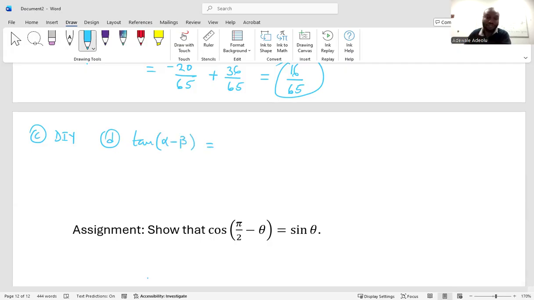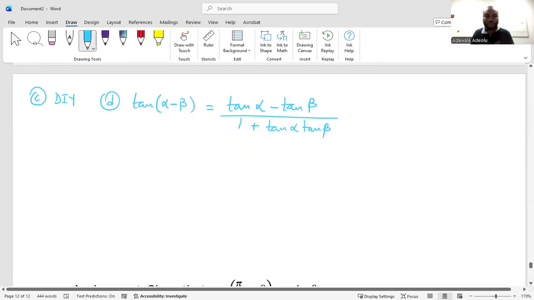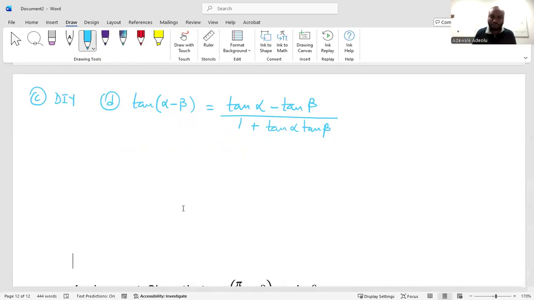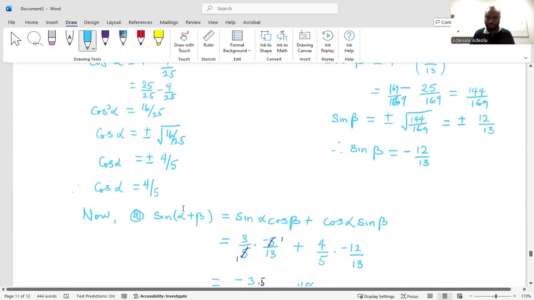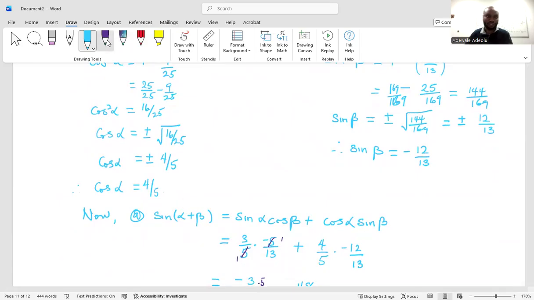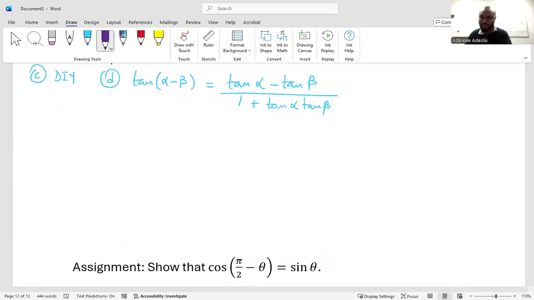So let us write the formula. That is tangents of alpha minus tangents of beta divided by 1 plus tangents of alpha times tangents of beta. We derived this formula in our previous lesson. Now, what is tangent of alpha, tangent of beta? Well, we need to find that. Let us solve it somewhere here.